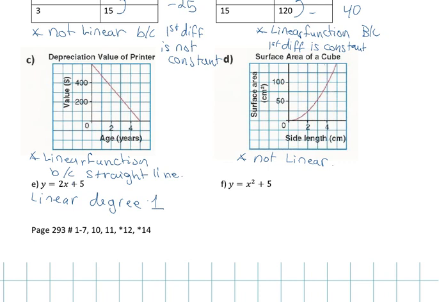If I look at the second equation, y equals x squared plus 5, it's a degree of 2. So is it linear? It is not linear. What can we say about this? It's quadratic, right? Because it's a degree 2. So this is not linear. It's quadratic. I'm just going to write quadratic here. And we know that because it's degree 2. So if you look right here, that's a degree 2.